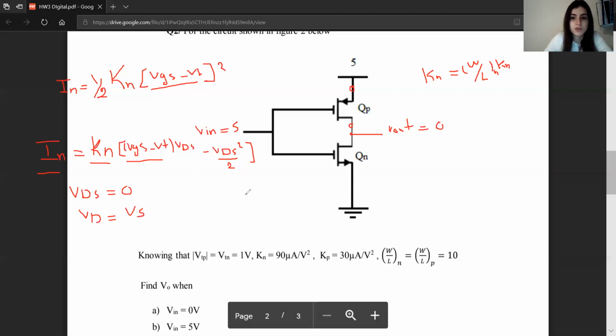The drain of N is connected to V output. The source of N is connected to ground, so it's 0. So V output equals 0 volts. This was the other way to prove that if we input a voltage of 5, the output will be 0.